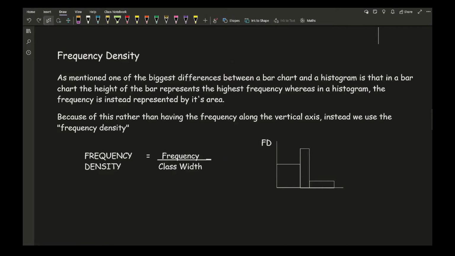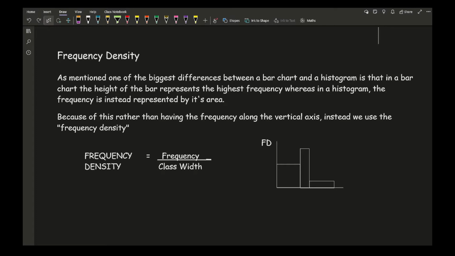Now, as mentioned about frequency density. Frequency density is what goes along the y-axis, or the vertical axis, of a diagram. When you're drawing a histogram, the group data, or your first column, would go across the horizontal axis, the x-axis, and it's frequency density that determines the height of each of those bars. As mentioned, one of the biggest differences between a bar chart and a histogram is that in a bar chart, the height represents the frequency, whereas in a histogram, the frequency is instead represented by its area. Because of this, rather than having frequency along the vertical axis, we use frequency density.